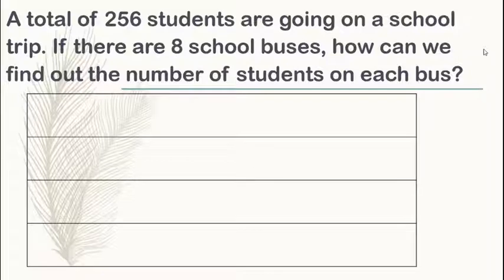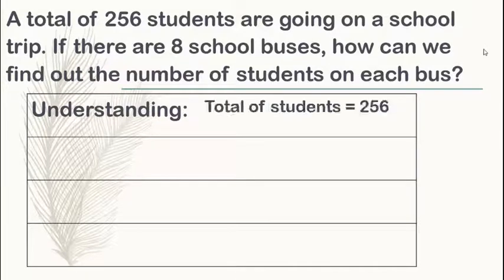So as you can see on the screen, we have 4 rectangular strips that will represent our 4 steps. We'll start with the first step, which is understanding. In your understanding, it pertains to the given or important numbers we can use to find our answer. The first given number is the total number of students, equal to 256. And the other important given number is the number of school buses, which is 8.